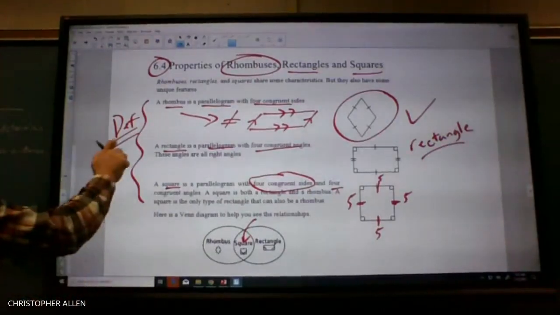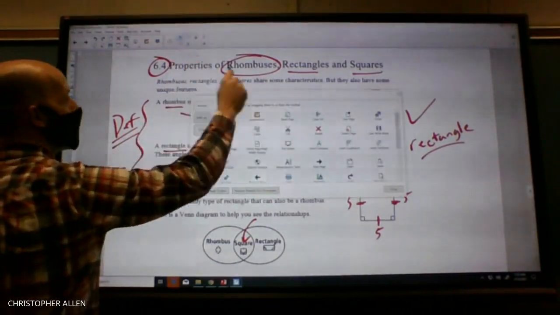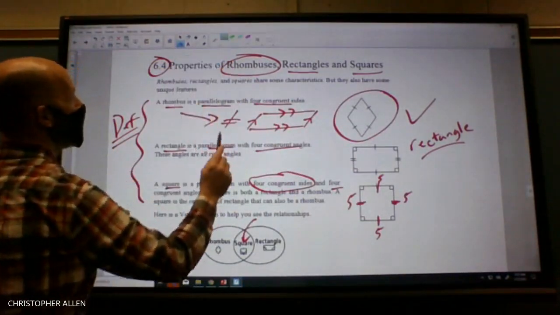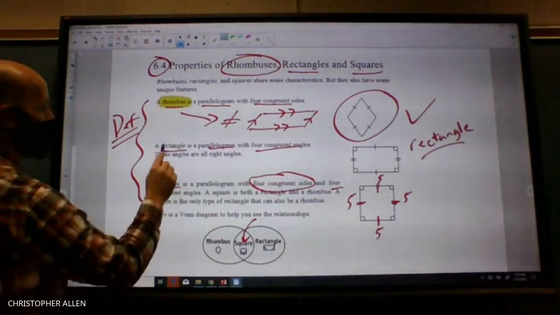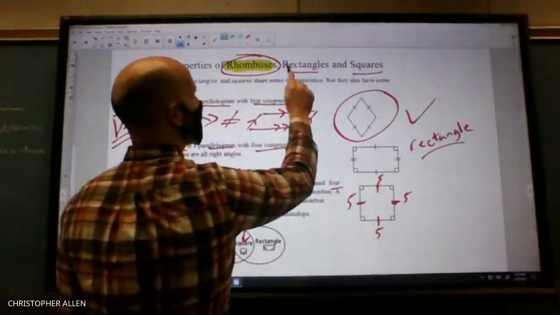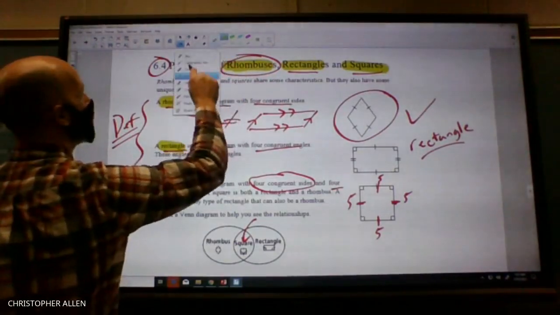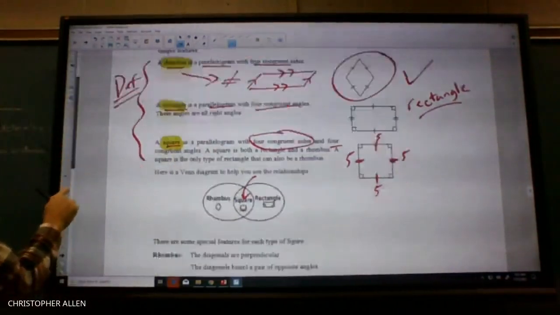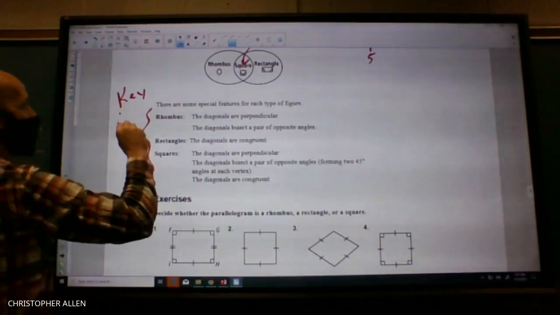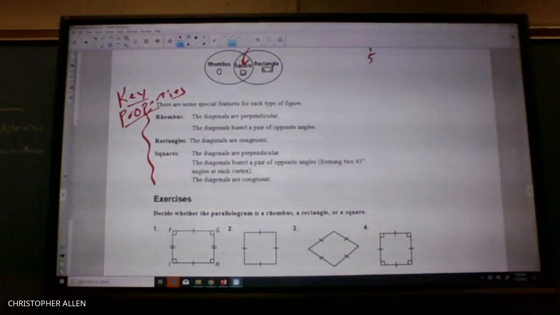Okay, so these are the definitions. In fact, let me highlight those. Let's go to the highlighter here. There we go. So the 3 terms that we're talking about today are rhombus, rectangle, and square. Those are what we're talking about today. All right, let's go back to the clicker. Now, here are the key properties. Here's what you need to know.